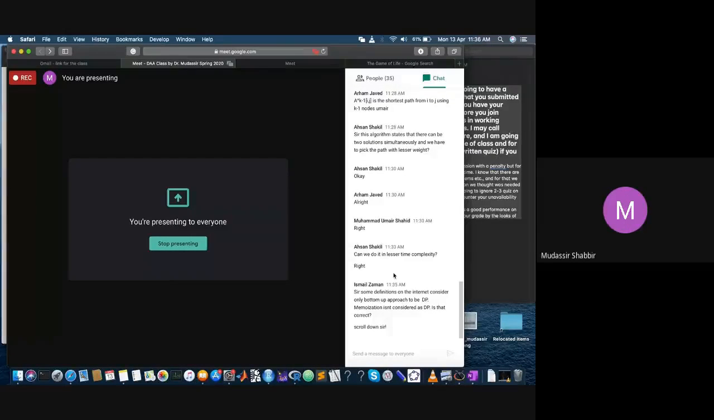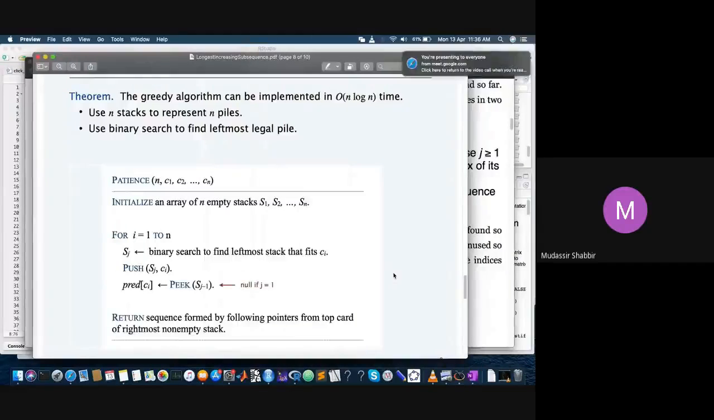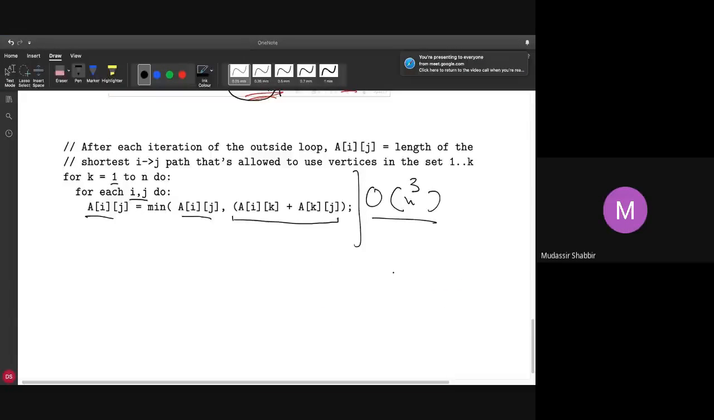Oh, okay, sorry. So some definitions on the internet consider only bottom-up approach to be DP. Memoization isn't considered DP. Is that correct? No, it's not. I told you that DP has two properties. If an algorithm has those two properties, it's a DP. If it contains optimal substructure and it has overlapping subproblems, it's a DP problem. So you have to write a dynamic program to actually solve it.